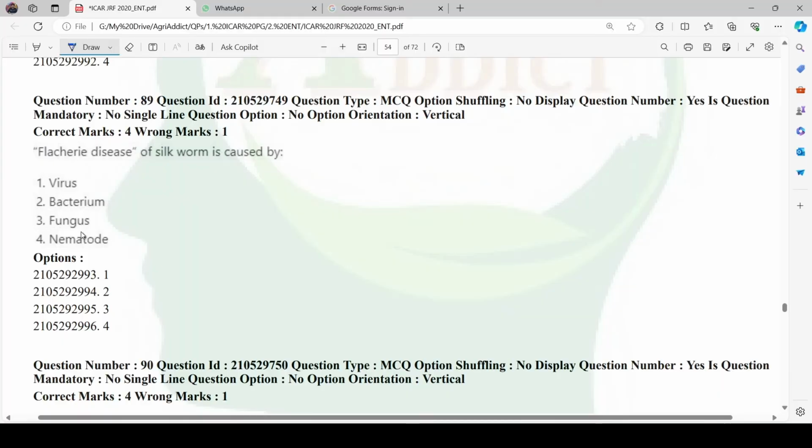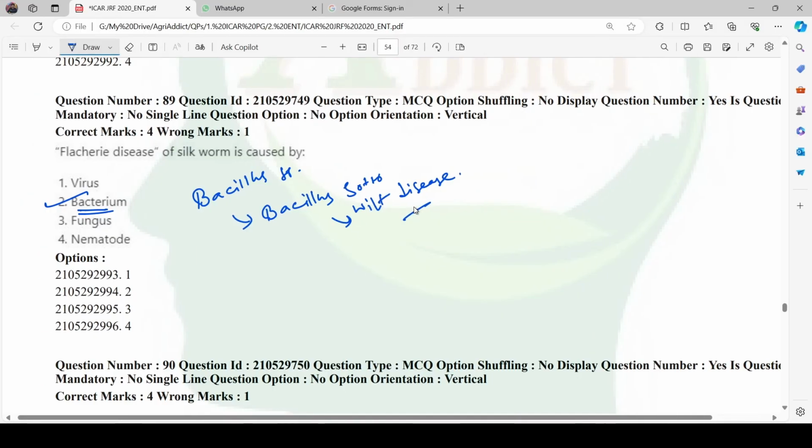Flacherie disease of silkworm is caused by bacteria. It is caused by Bacillus species. Okay. And one important piece of information is Bacillus sotto, SOTTO, that is the reason for wilt disease in silkworm. Very important question for JRF examination. Okay.